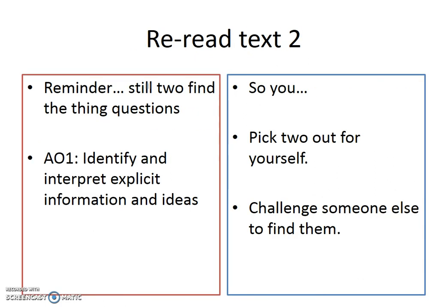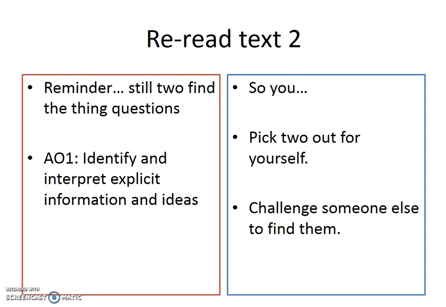So remember, the first two questions are still find the thing questions, AO1, just identify and interpret explicit information and ideas. So you just need to pick out two things. What you can do is you can ask a friend or your mum, or, well, don't ask the dog because it probably can't read, but ask somebody around you to make up a few really basic comprehension questions. If you go online, there's loads of comprehension practice you can find. There's loads on GCSE Bitesize, pots and pots of stuff.